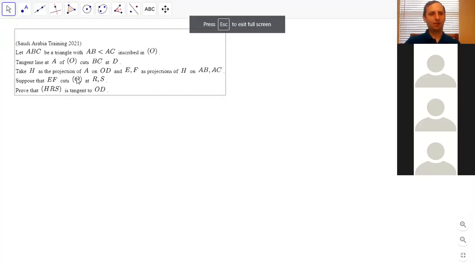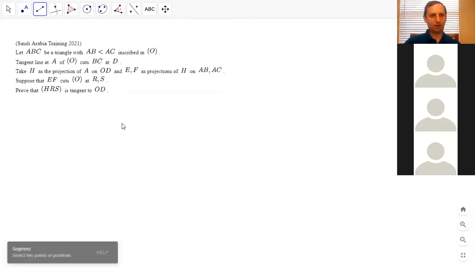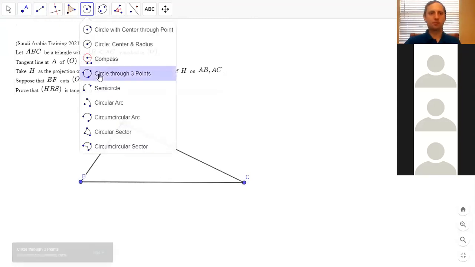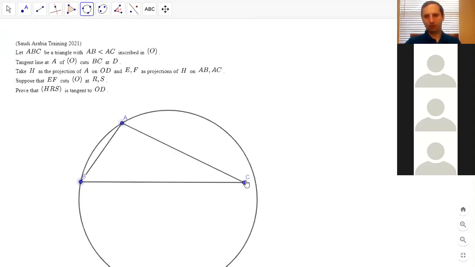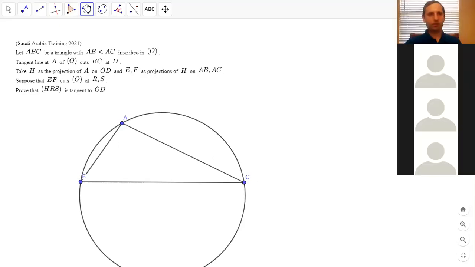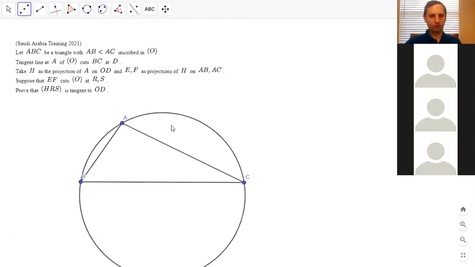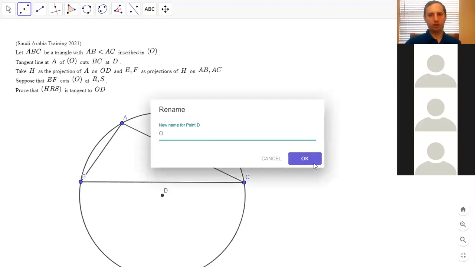Yeah. So we have a triangle ABC. So it's inscribed in a circle O. Let's see who else is still on. All right. So let O be the center. Try to make it an acute triangle instead.